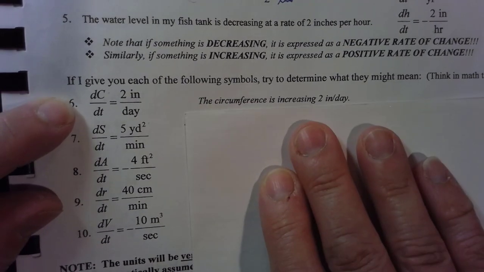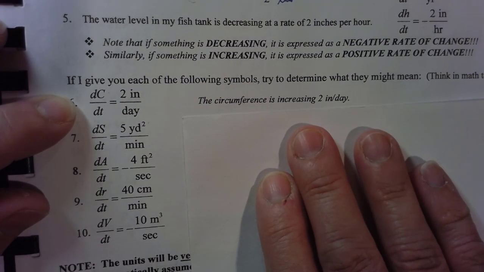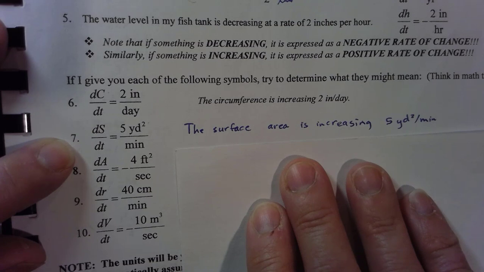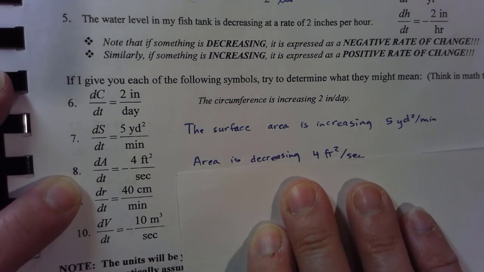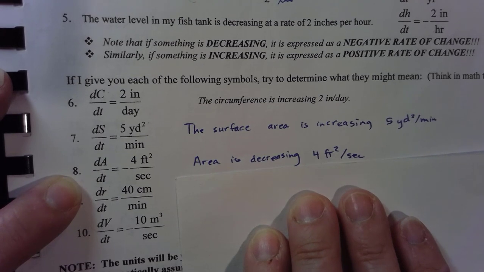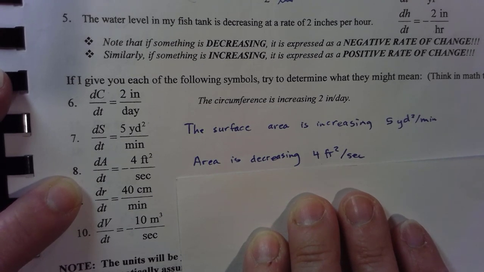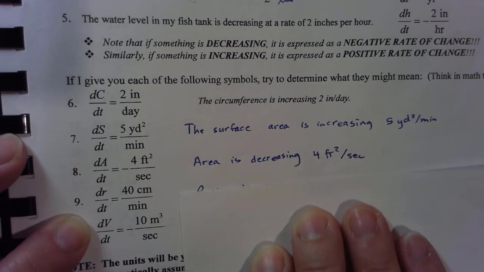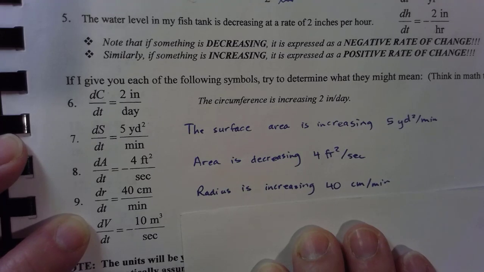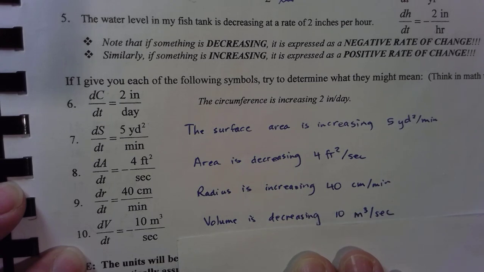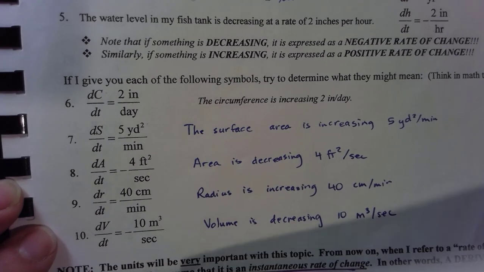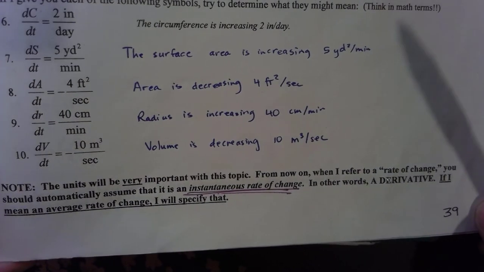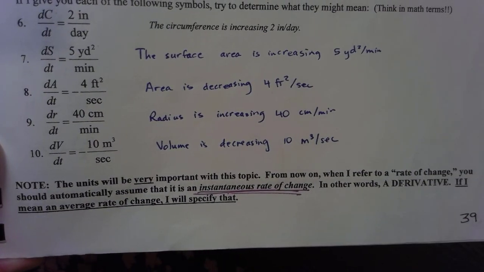The circumference is increasing 2 inches a day. The surface area is increasing 5 square yards per minute. The area is decreasing 4 square feet per second. The radius is increasing 40 centimeters per minute. The volume is decreasing 10 cubic meters per second. Note that the units will be very important with this topic.